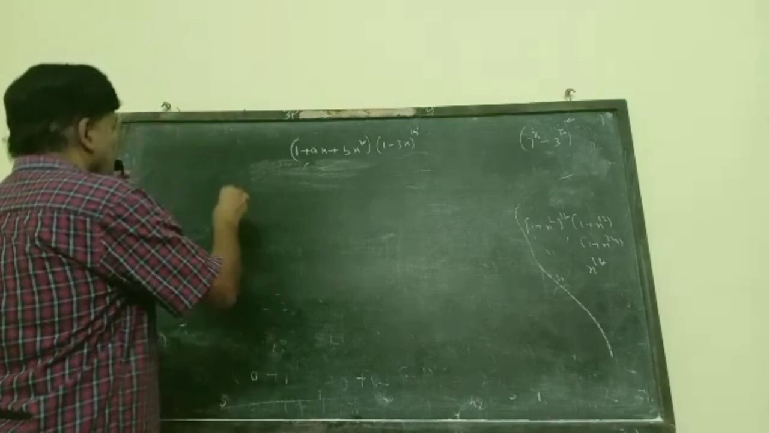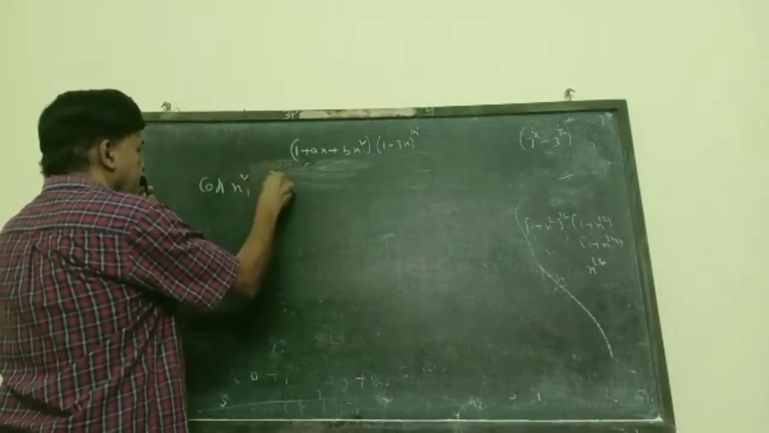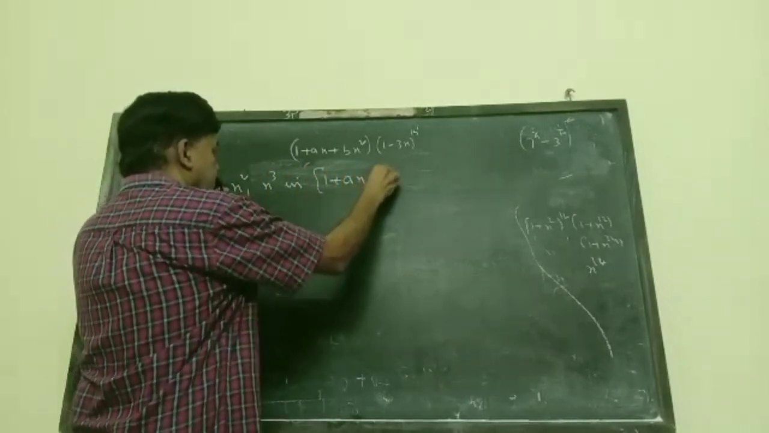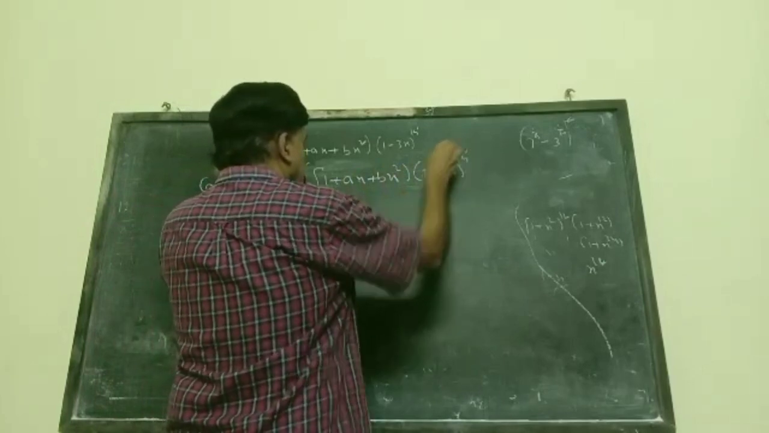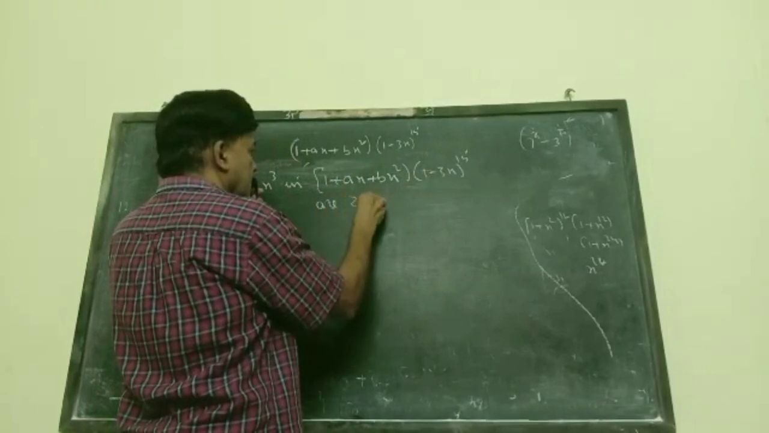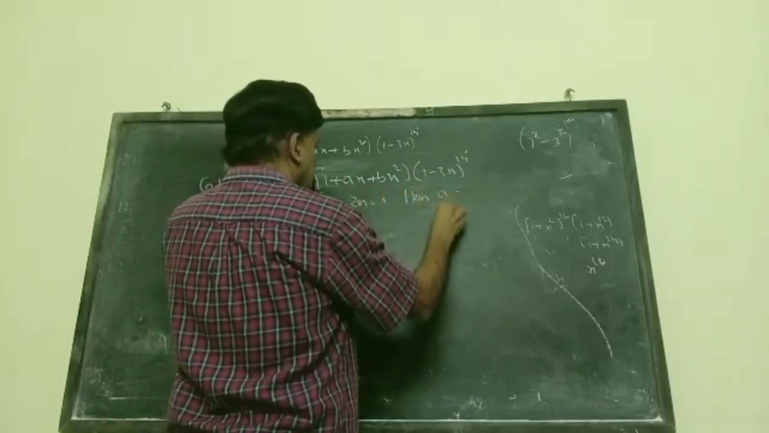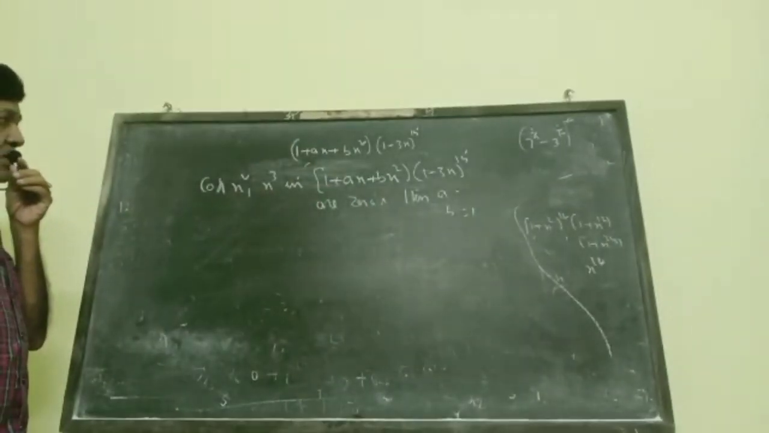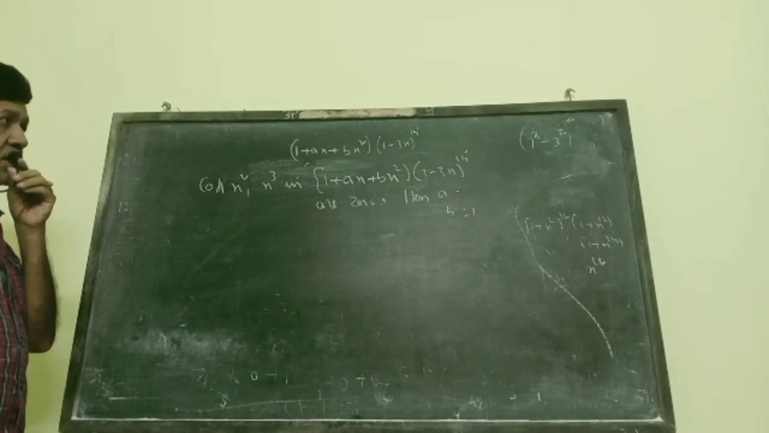Right, on this. The coefficients of x square and x cube in (1 + ax + bx square) into (1 - 3x) whole power 15 are zeros. Then a is equal to how much? b is equal to how much? See, the coefficients of x square and x cube in that expansion are zeros. What are the values of a and b?